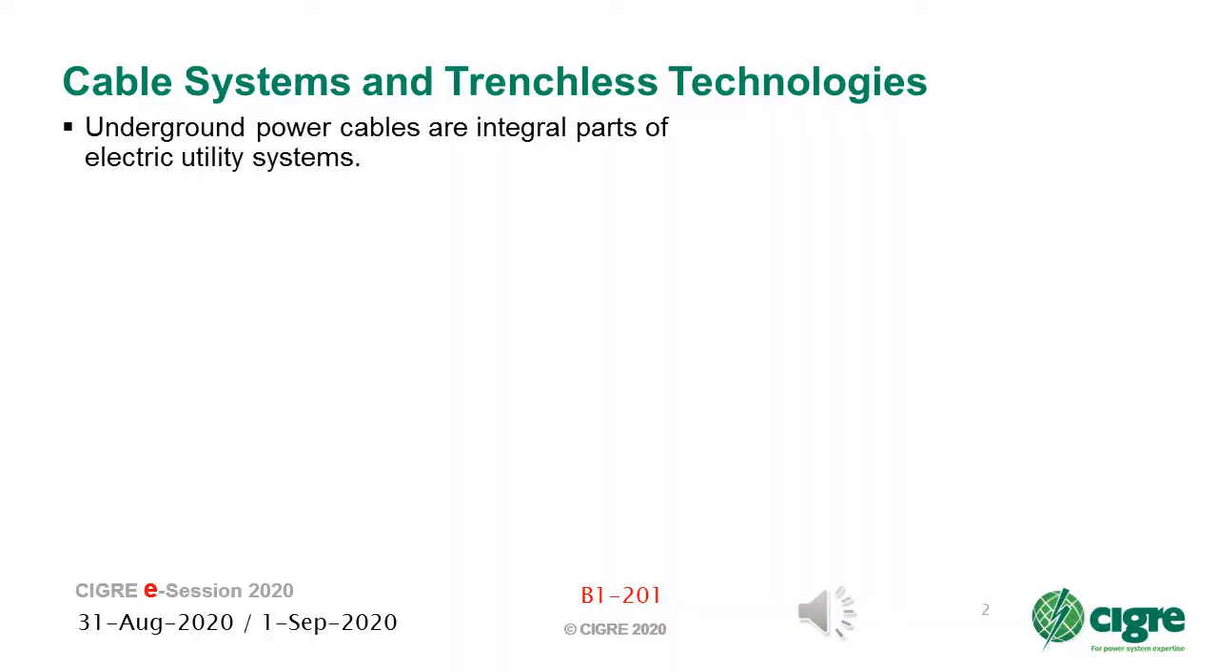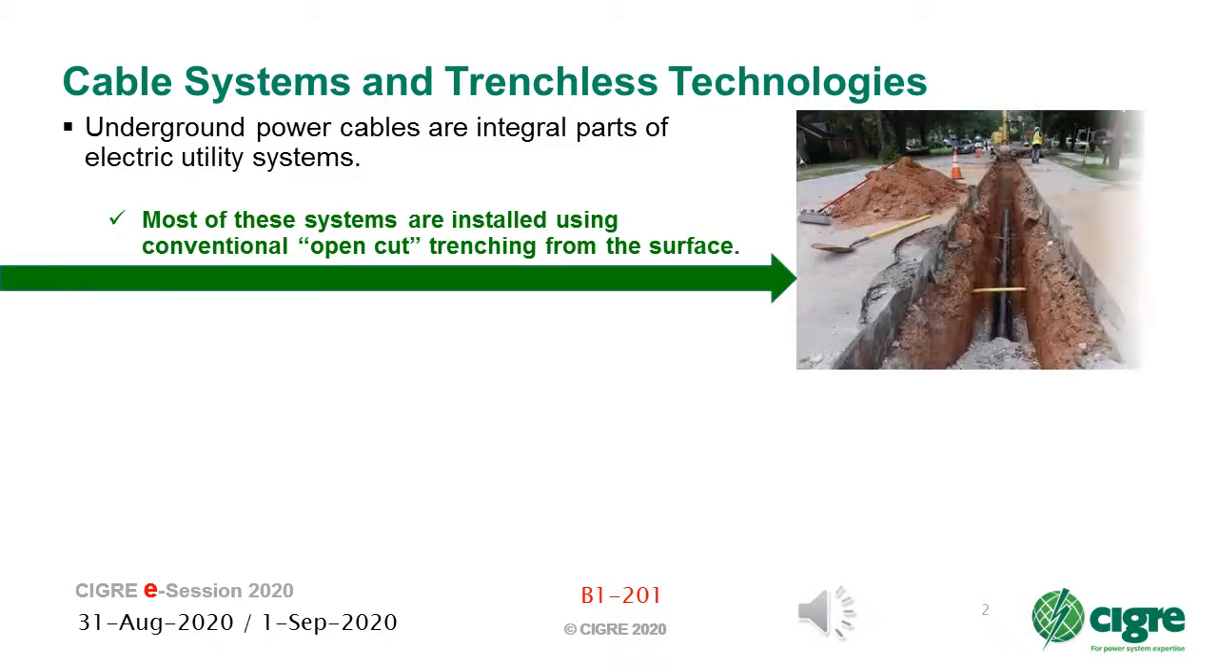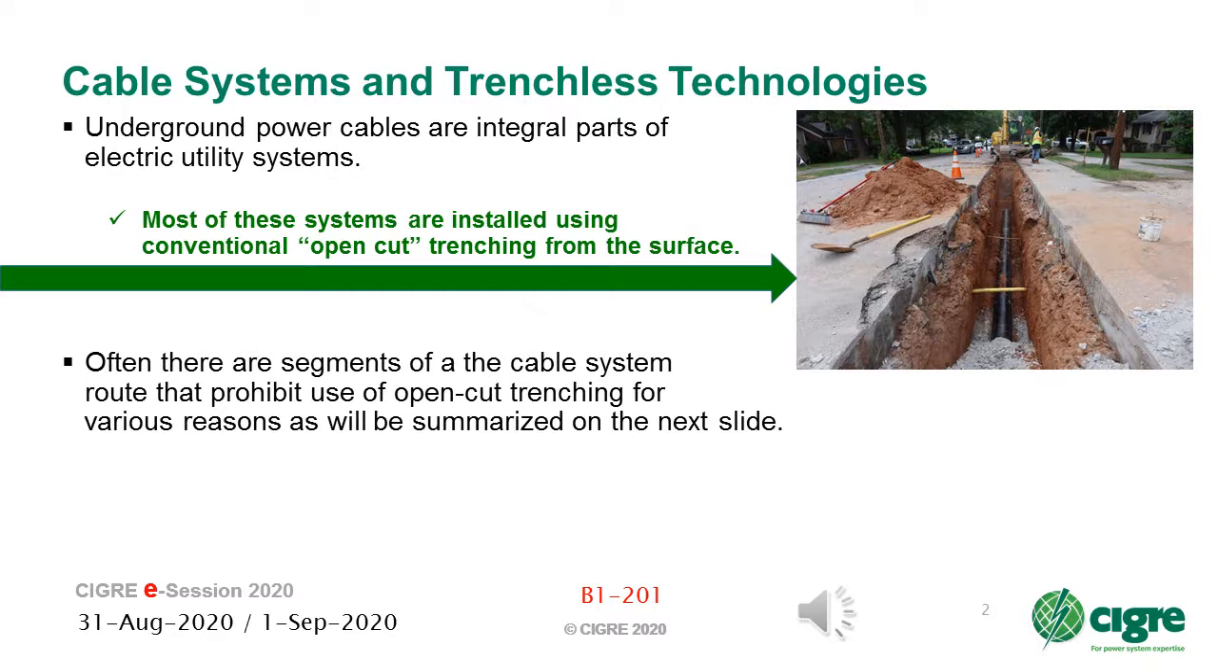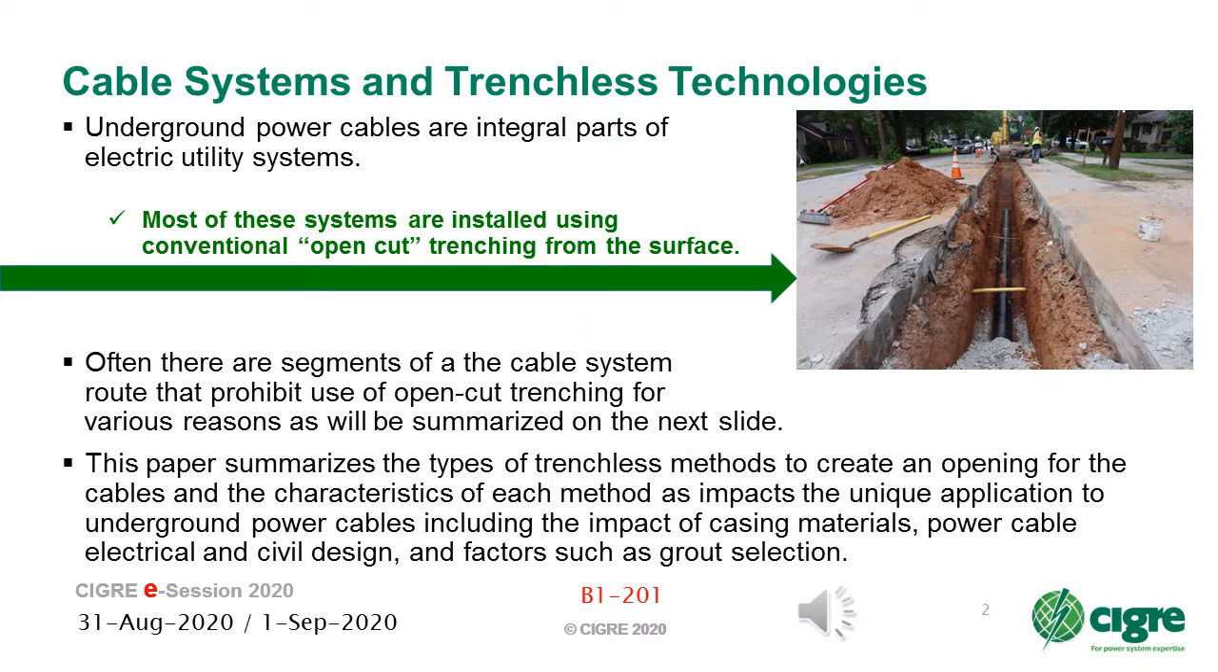Underground power cables are an integral part of most utility systems. Most of these systems are installed using conventional open-cut trenching from the Earth's surface. However, there are often segments along the cable route that prohibit use of open-cut trenching for various reasons that will be summarized on the next slide. This paper summarizes the types of installations that may use trenchless methods and gives a description of each of the methods along with some of the associated design considerations, including both electrical and civil design factors, such as grout selection, casing material selection, and construction method.